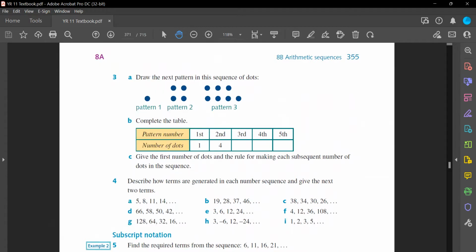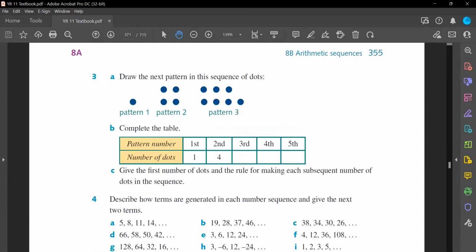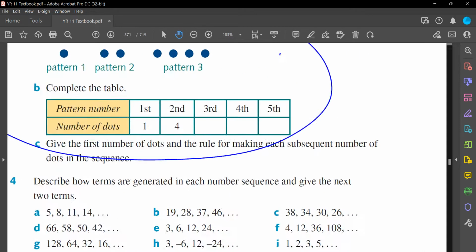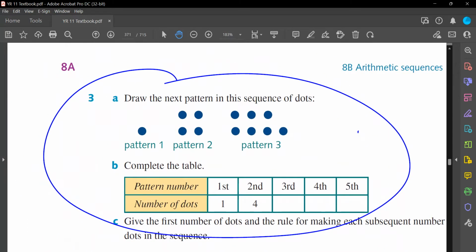but just a heads up on how these are done. Because sometimes you'll come across a question in the SAC that's not necessarily numbers, but it could be patterns, okay? So I just want to show you guys real quick how that works. So for example, this question right here, when it asks you to draw the next pattern of the dots, have a look at the pattern, okay, and understand what's happening to it.